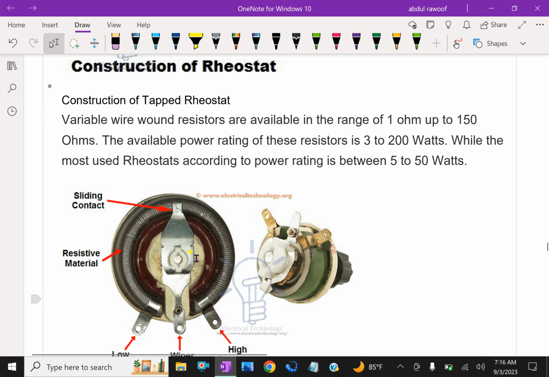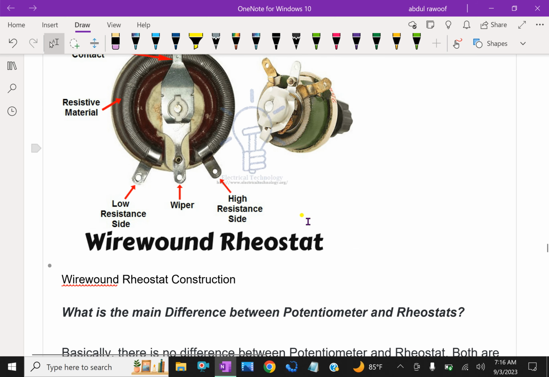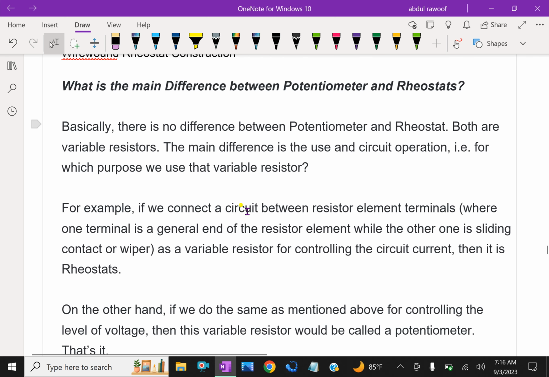Look here, variable resistors work like this: inside is a resistive material and a sliding contact. Due to that, the ohm values are changing. What is the main difference between a potentiometer and a rheostat? Basically, there is no difference between a potentiometer and a rheostat.